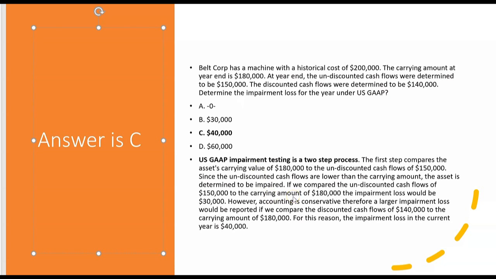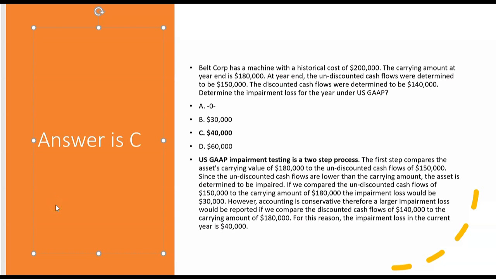But there's a second step. Once you determine that the asset's impaired, now you've got to get real conservative to determine the actual amount of impairment, to take the bigger loss, and we would have a bigger loss than $30,000 if we use the discounted cash flows to then compare to the carrying amount. If we compared 140 to 180, we'd wind up with a $40,000 impairment loss. So once we determine that we have an impairment, then we go to the second step, which gives us the more conservative impairment loss of $40,000. Letter C is the answer.